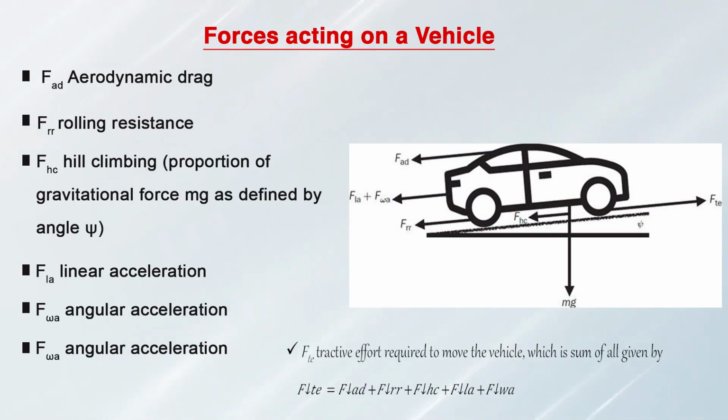Okay. So, what are the different forces? The first force was aerodynamic force, which is nothing but the force that is required to overcome the air or the pressure that is exerted because of the air. The second one is the rolling resistance, which is due to the friction of the wheels when it is on move. The third one was the hill climb resistance, which is the force required to overcome when the vehicle is moving uphill, followed by the linear acceleration and the angular acceleration.